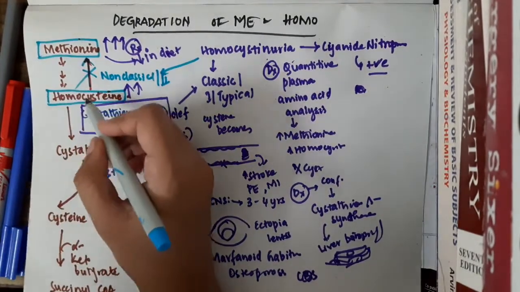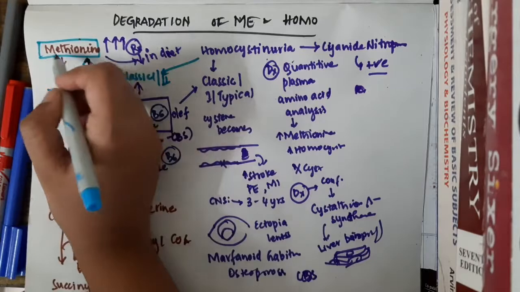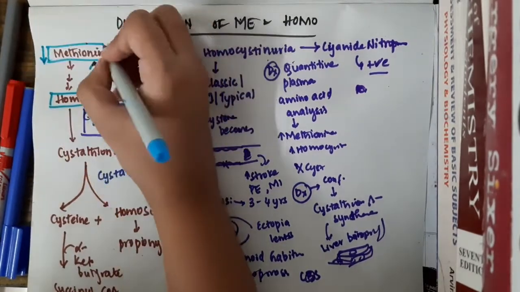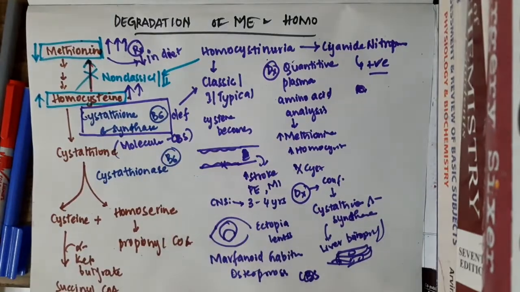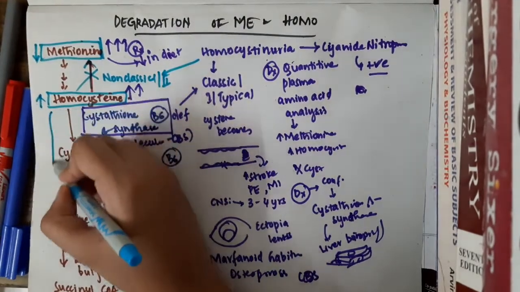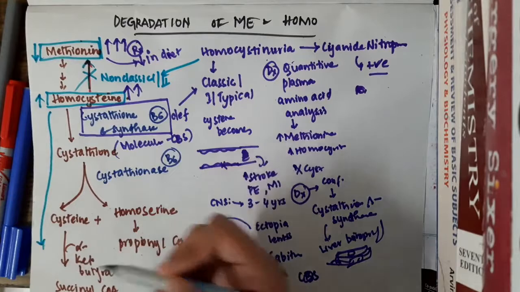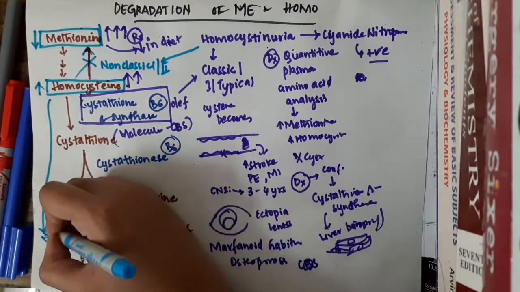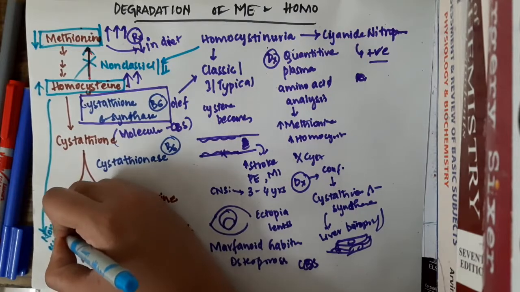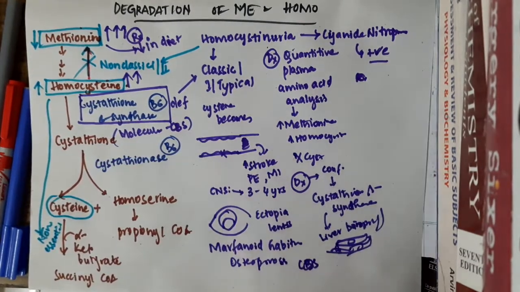Whenever there is a problem in conversion of homocysteine to methionine, methionine levels will decrease and homocysteine levels will increase. With this increased homocysteine level, the forward reaction occurs, and cysteine is non-essential in these cases, as cysteine formation normally occurs in the cases of non-classical homocystinuria.